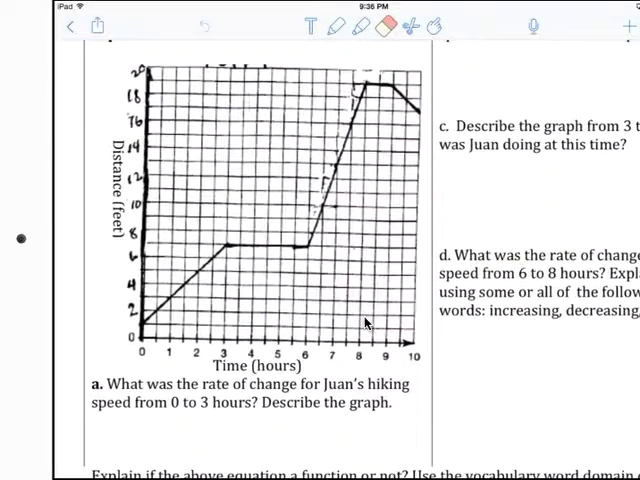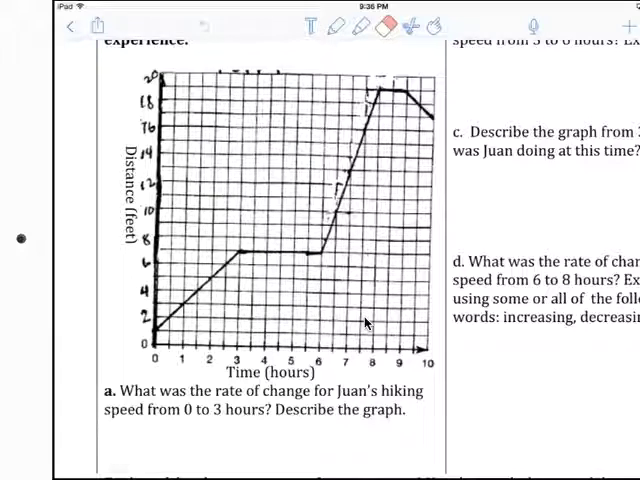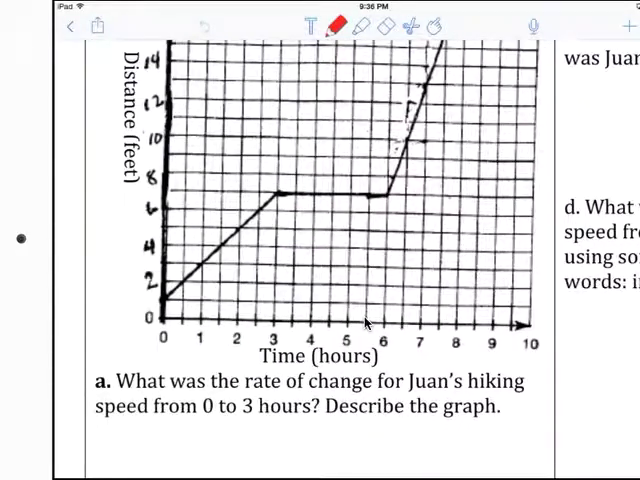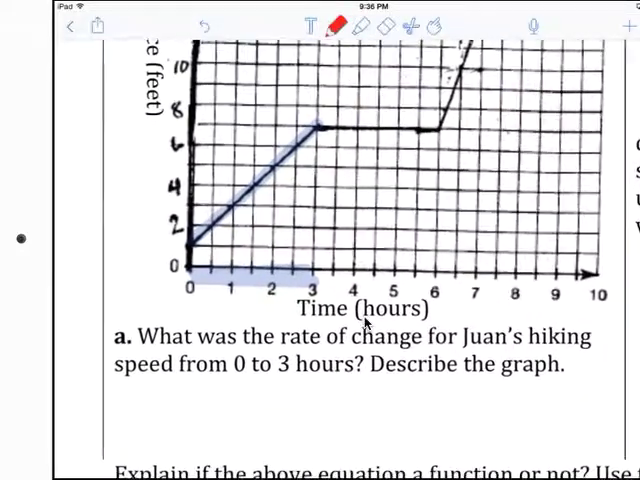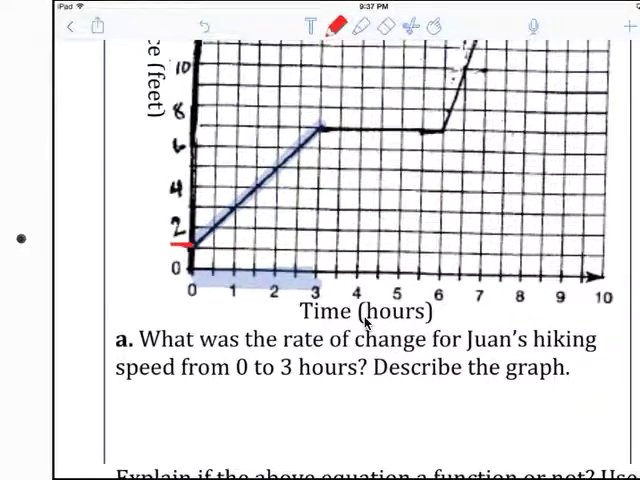What was the rate of change for Juan's hiking speed from 0 to 3 hours? 0 to 3 hours is right here, so this line there. What is the rate of change for Juan's hiking speed? Juan started at 1 mile.